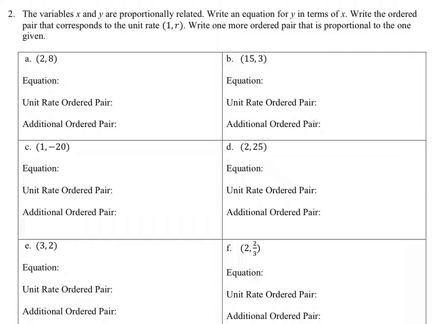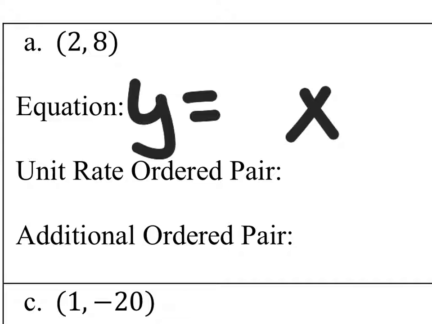The variables x and y are related. Write an equation for y in terms of x. So again, that's just the same thing we've been doing. It'll be y equals some coefficient of x times x. Write the ordered pair that corresponds to the unit rate, and then write one more ordered pair that is proportional. We'll write a couple actually for each of these. So it's good to know these are proportional, because what that means is that the unit rate that we want is for this to be 1 something, right?